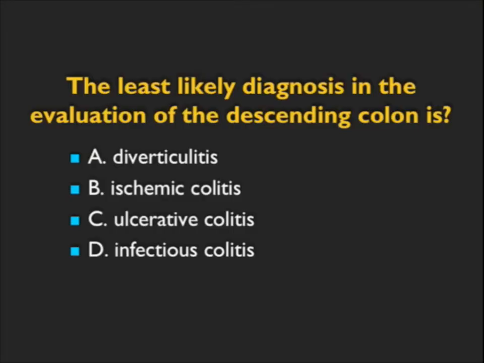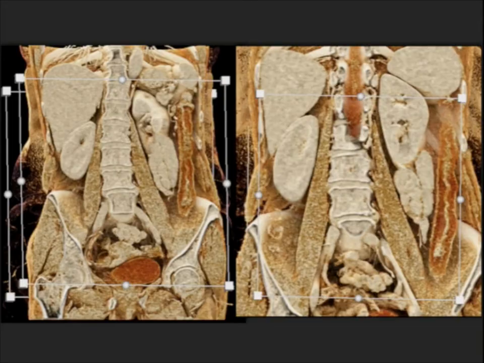The least likely diagnosis in the evaluation of the descending colon in this patient is, well, beautiful cinematic rendering. Look how the mucosa has hyperenhancement. You don't see diverticular disease present. This could be ischemic, it could be UC, it could be infectious. It was, in fact, ulcerative colitis. But the one thing this is not is diverticulitis, because there are no diverticuli being visualized.